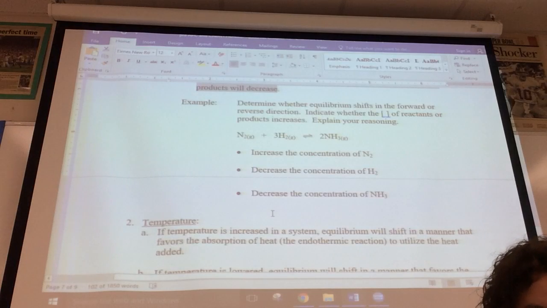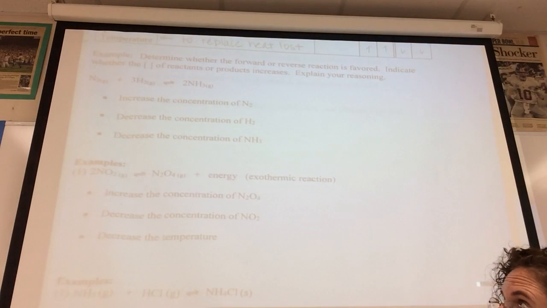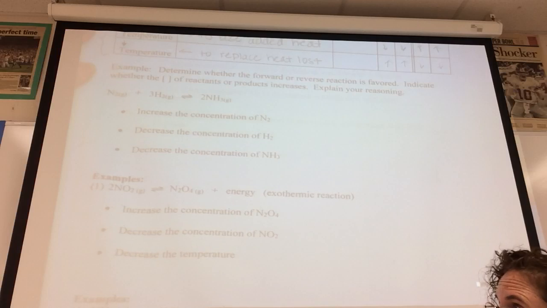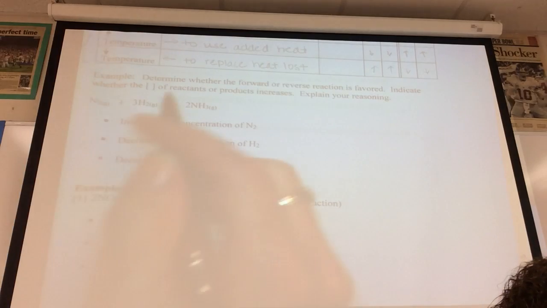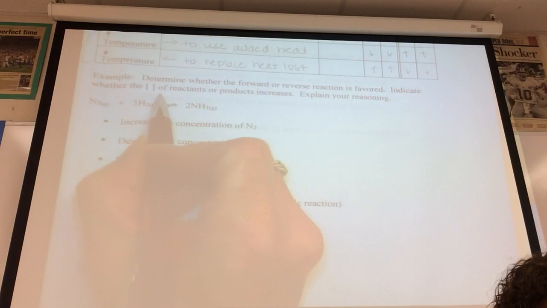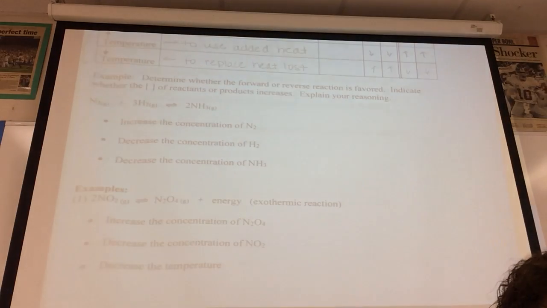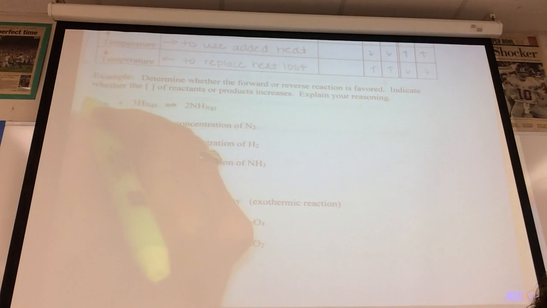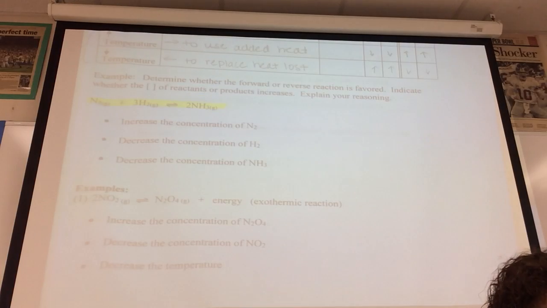Let's take a look at this first example and make sure that we can not only predict which way equilibrium will shift, but also explain why equilibrium shifts in that direction and what happens to reactant and or product concentration. So in this first one, we want to know whether the forward or reverse reaction is favored. We want to indicate whether the concentration of reactants or products increases, and we want to explain. So in this first equation, we've got a reversible reaction showing synthesis of ammonia from nitrogen gas and hydrogen gas.